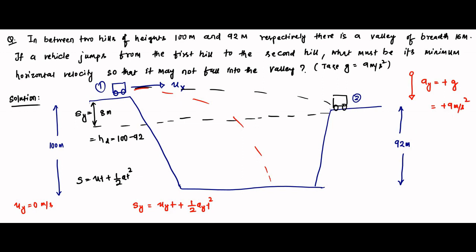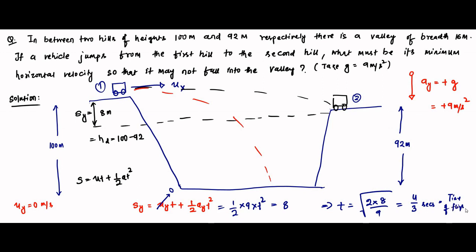So here simply we'll put the values. Here uy is 0, so this whole thing will become 0, and this will be equal to 1/2 into 9 into t square. And that is equal to Sy, the net vertical displacement, which is the height difference of the two hills, that is equal to 8. That implies t is equal to root over 2 into 8 by 9, that is 16 by 9, so it will be 4 by 3 seconds. And this is the time of flight of the vehicle.